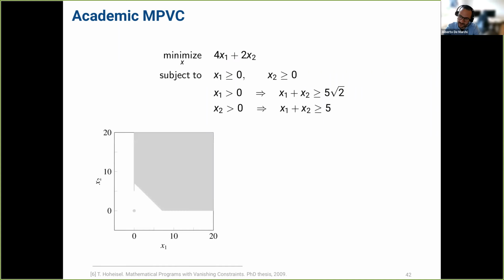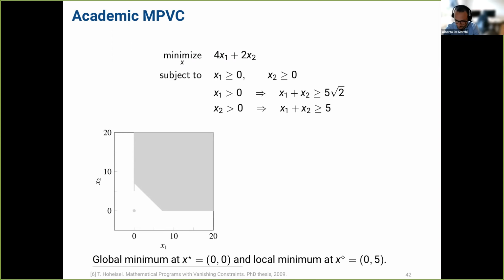Okay, so for this simple problem, we have here in gray the feasible set on the x1, x2 plane, and the global minimizer is just the origin. Just at the point, the origin, it is disconnected from the rest of the feasible set. Then we have a local minimum at the point 0.05. That is at the end of this line coming out of the polytope.